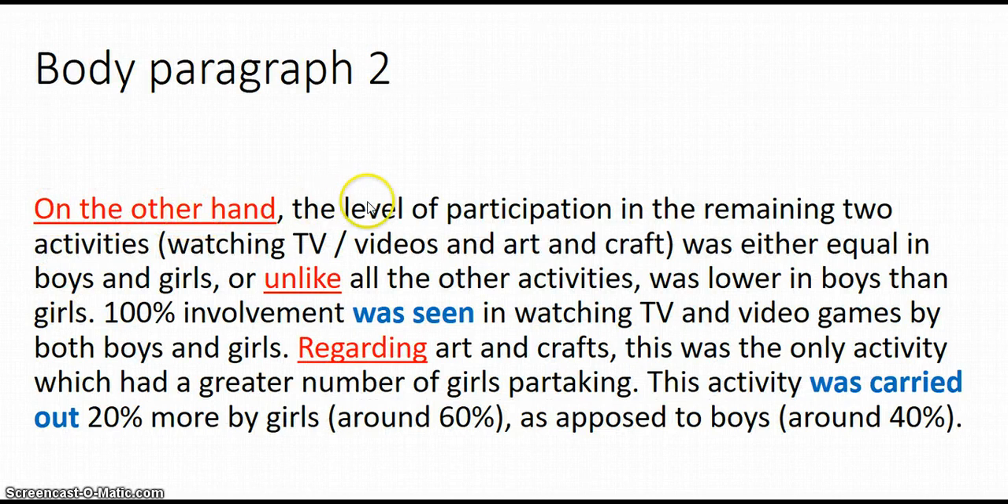So, on the other hand, the level of participation in the remaining 2 activities, watching TV videos and art and craft, was either equal in boys and girls, or, unlike all the other activities, was lower in boys than girls. 100% involvement was seen in watching TV and video games by both boys and girls. That's my passive verb. Regarding art and crafts, so when I'm starting to talk about another sentence, I use regarding. This was the only activity which had a greater number of girls partaking or participating. This activity was carried out 20% more by girls, around 60%, as opposed to boys, around 40%.